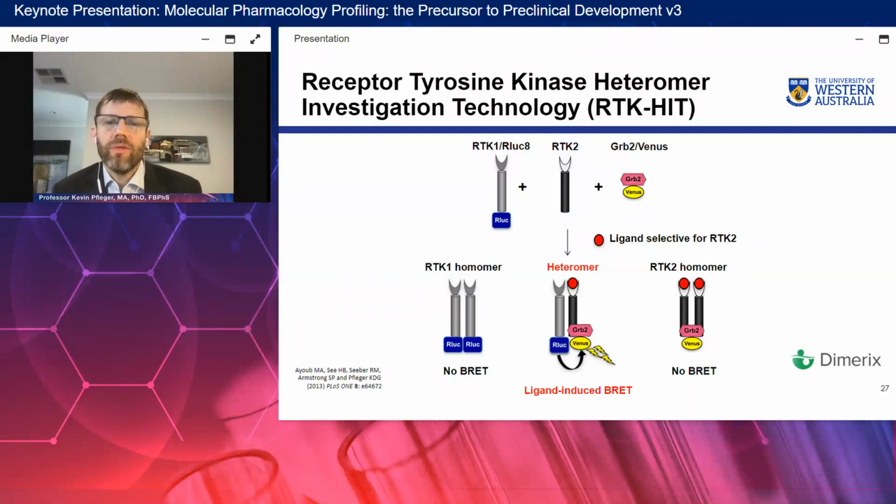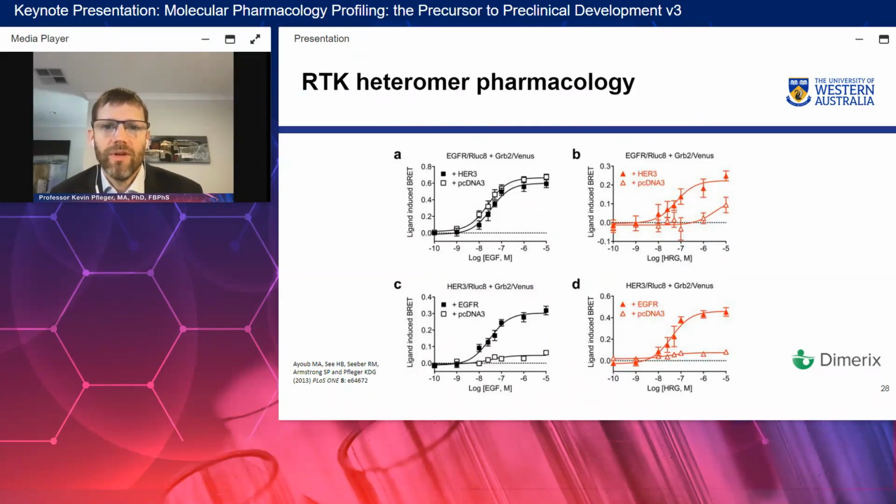Not only can we use G-protein-coupled receptors, but we can also study receptor tyrosine kinases and other receptors. And this is utilizing GRB2-Venus as the intracellular interacting protein. So similar idea, here we would have a ligand selective for the unlabeled receptor tyrosine kinase 2, and as a consequence, we don't see any BRET with our RTK1 homomers because we don't have recruitment of the acceptor. We don't see BRET with the RTK2 homomer because we don't have a donor present, and the signal comes from the heteromer complex, where we're complexing with the GRB2, bringing that acceptor to the complex.